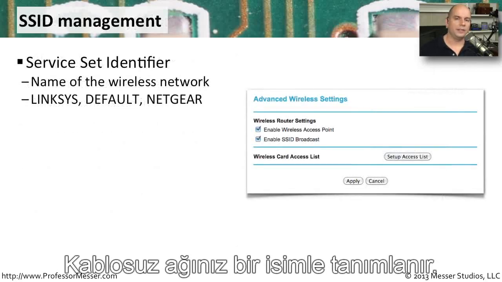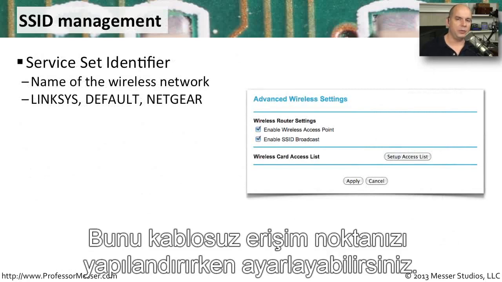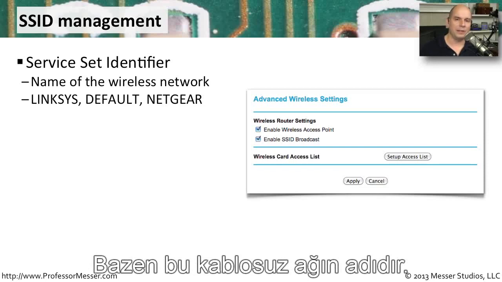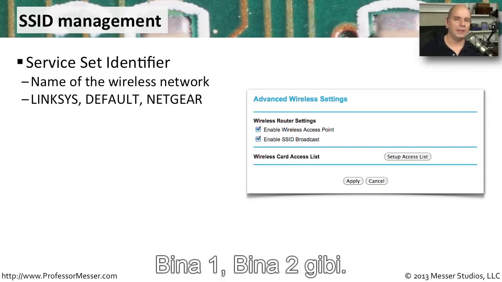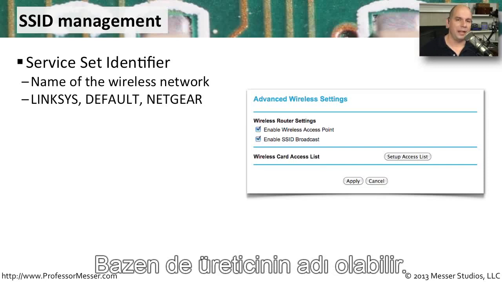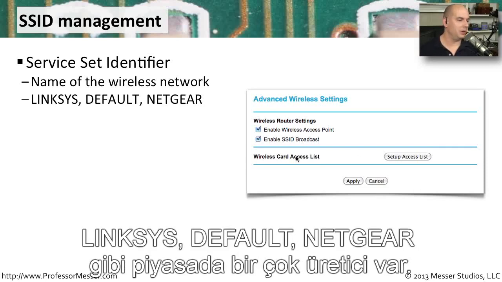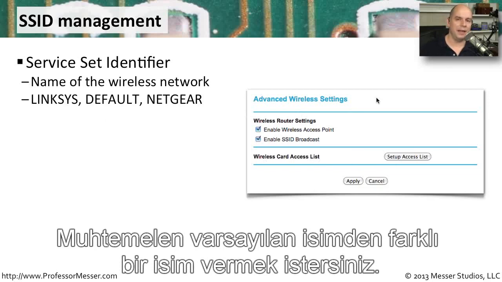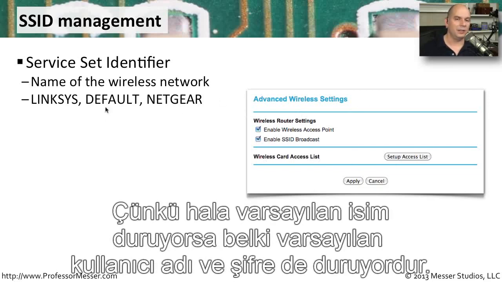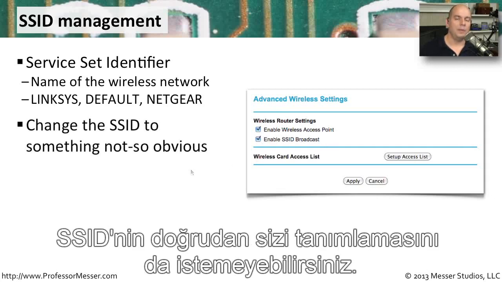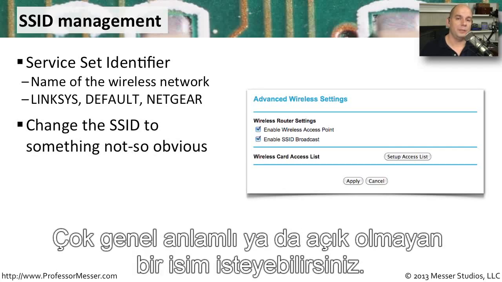Your wireless network is defined with a name. You configure this when you initially configure your wireless access point. Sometimes it's the name of the wireless network, Building 1, Building 7, or maybe it's related to the manufacturer's name. There's a lot of access points out there that are still called Linksys and Default and Netgear. You probably want to give it something other than the default because if it's still the default name, it may even still be the default username and password. Maybe you want to be sure the SSID is not something that points directly to you. Maybe you want it to be something very generic or non-obvious.